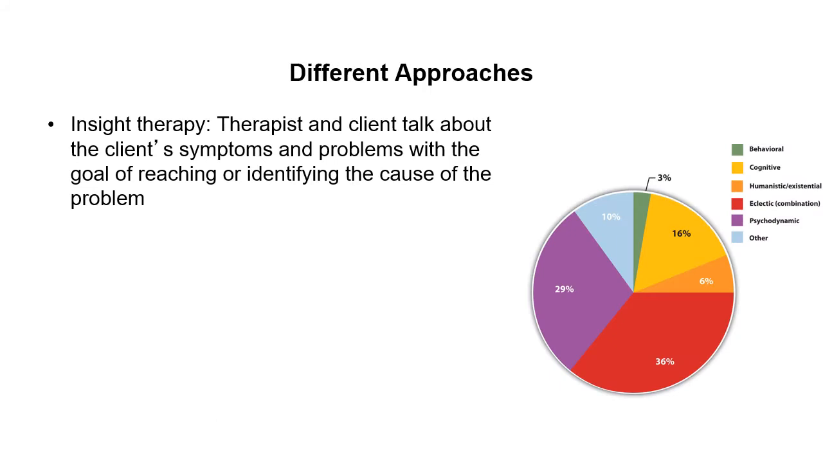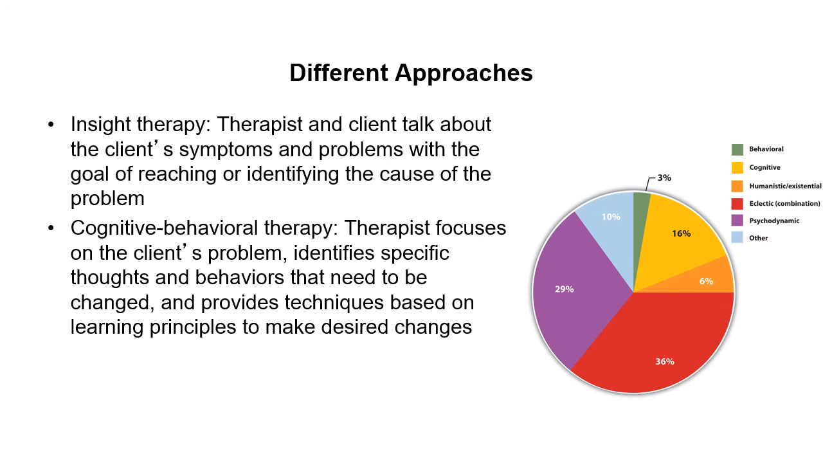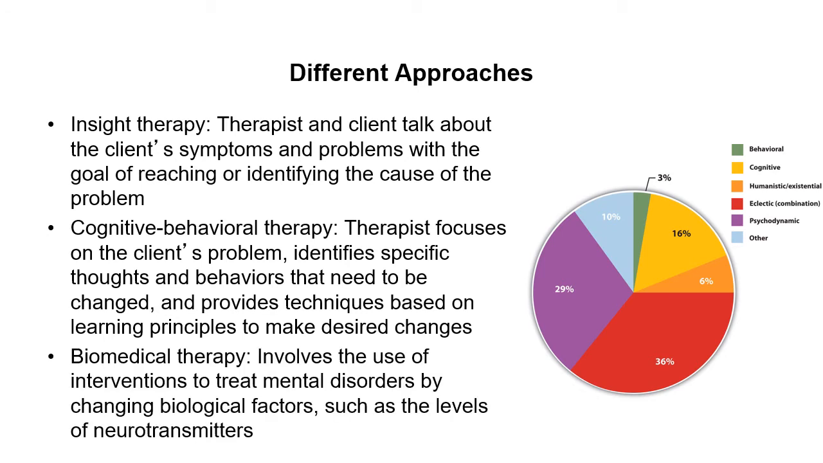Let's look at the different approaches real quick. Insight therapy, we've already talked about these before, so I'm just going to go through them real quick. This is where therapists and clients talk about the client's symptoms and problems. The goal is reaching and identifying the cause of the problem. CBT, cognitive behavioral therapy, we're identifying specific thoughts and behaviors that need to be changed, as well as providing techniques based on learning principles to make the desired changes. So mixing cognitive and behavioral. And then biomedical is use of interventions of biological factors, so drugs, basically.